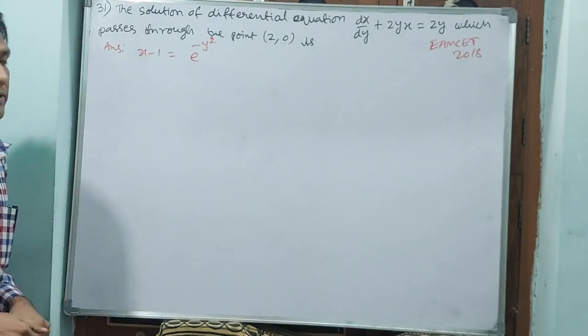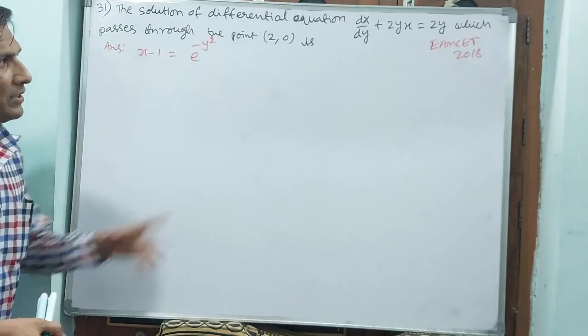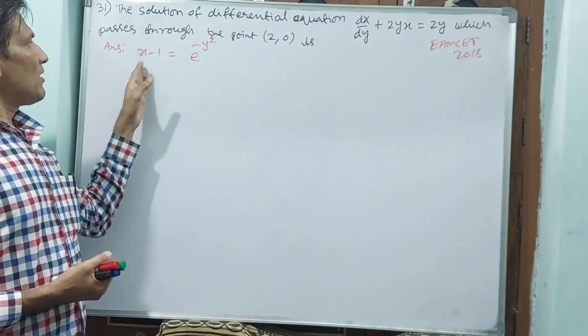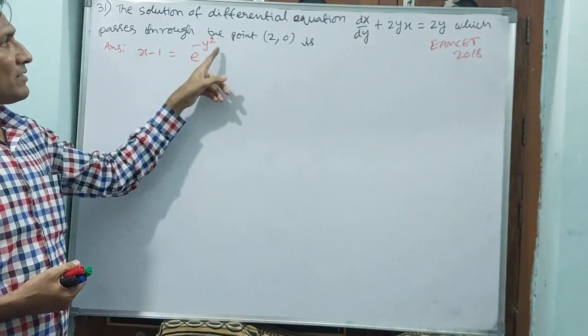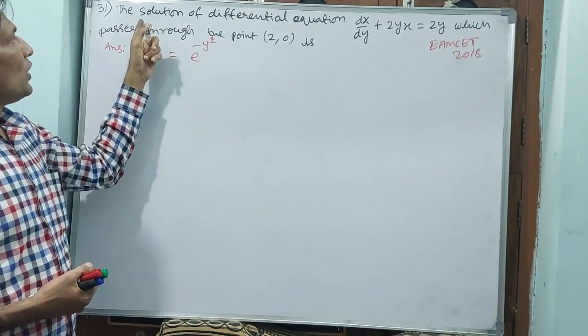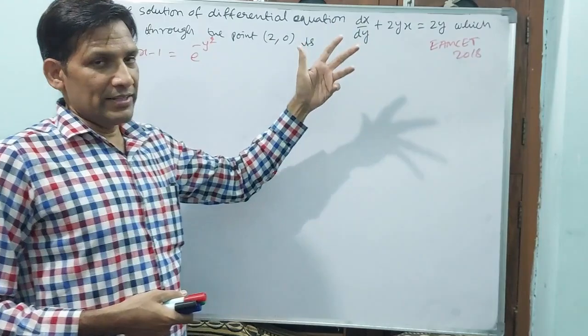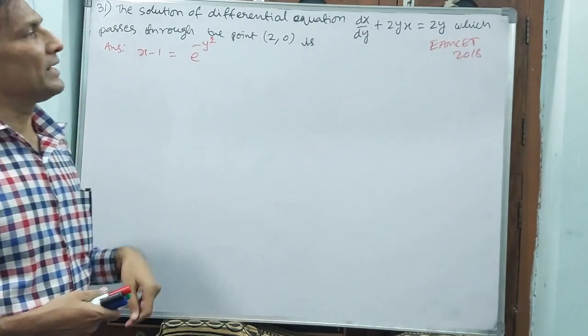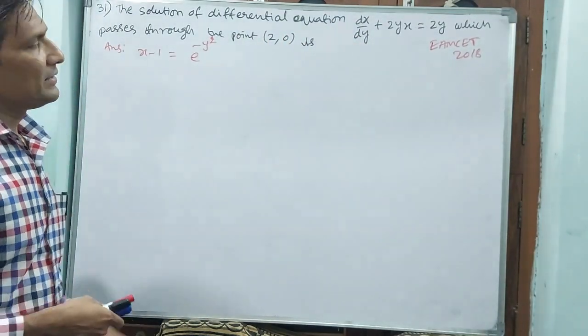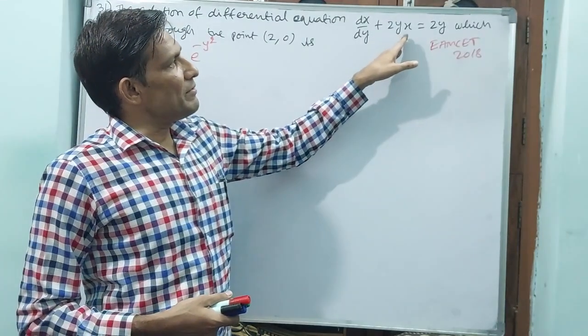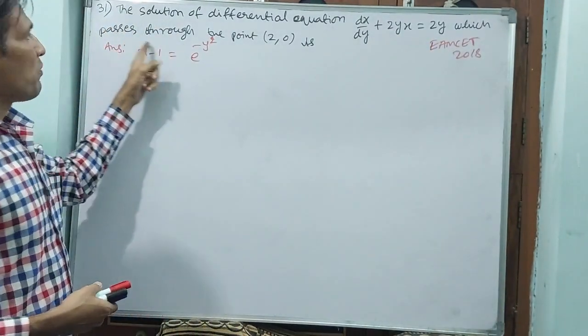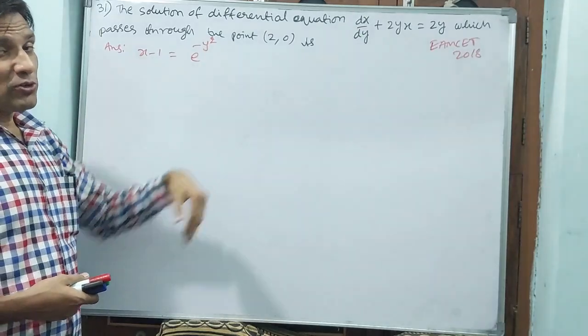Okay, see question 31, an Eamcet 2018 question. The answer I have given is x minus 1 is equal to e power minus y square has to come. The solution of the differential equation dx by dy. See here, dy by dx is not there, so the integral factor and all we have to change accordingly. We will get some experience. Okay. dx by dy plus 2yx is equal to 2y, which passes through the point (2, 0). That means they are asking for the particular solution also.